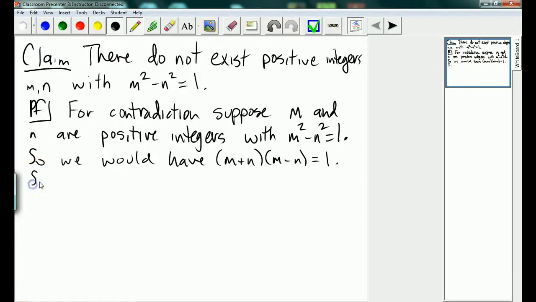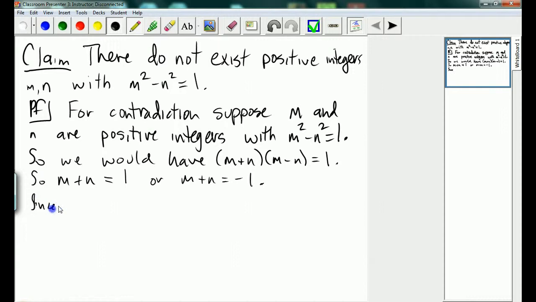So m plus n would have to be equal to either 1 or negative 1. And then m minus n would be 1 or negative 1 respectively. But neither of these are possible.